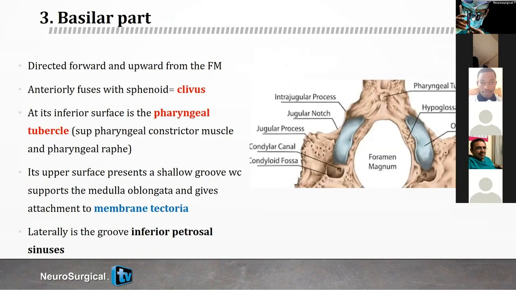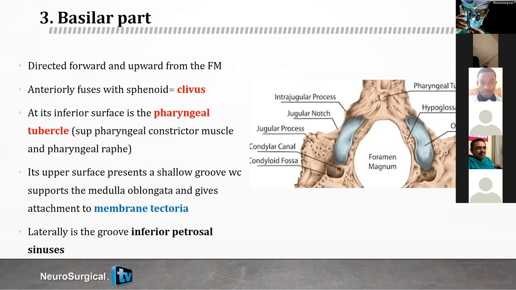The third part is the basilar part. The basilar part is directed forward and upward from the foramen magnum. It articulates in front with the sphenoid bone and forms what's called the clivus. At the inferior surface, we have the pharyngeal tubercles, which give insertion to the superior pharyngeal constrictor muscle and the pharyngeal raphe.